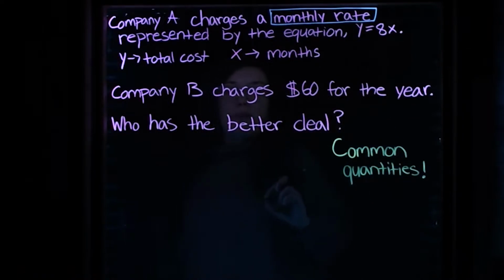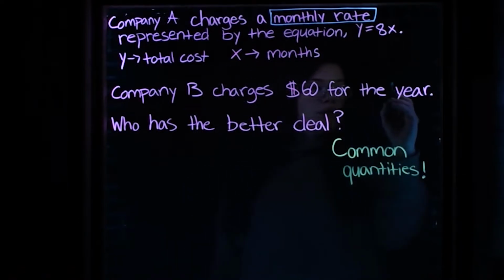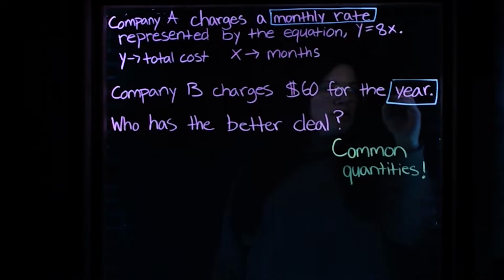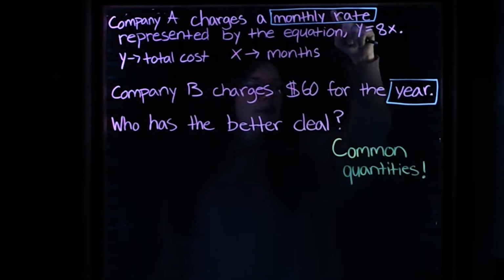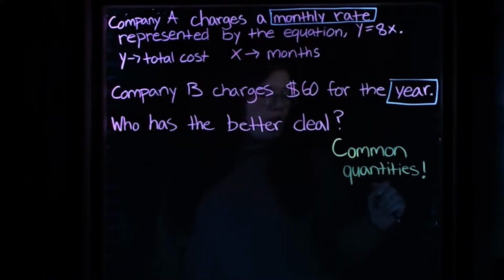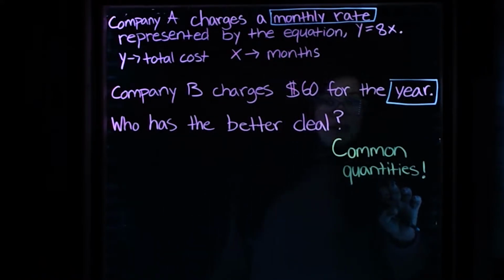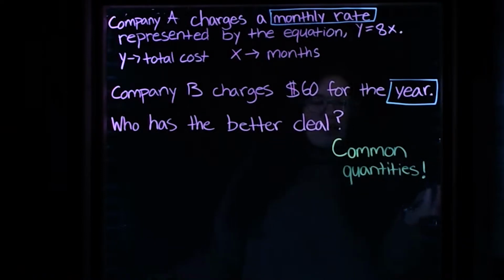Now, Company B charges $60 for the year. Ooh, that's really important too, so let me box that. Who has the better deal? Well, I have monthly and year, so I want them to have their quantities in common. Right now, they're not, but I want them to be around the same.